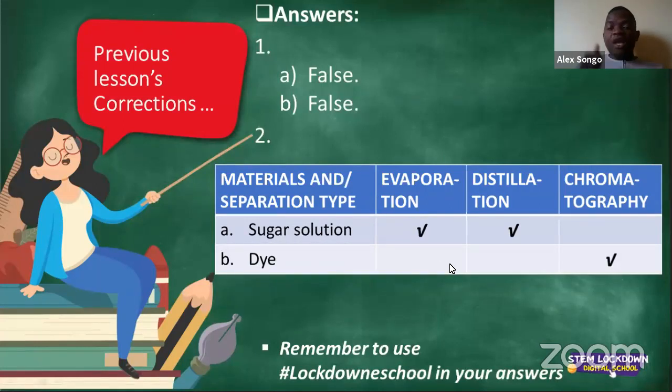Number 1, you evaporate. Absolutely. Remember, the sugar solution is similar to the salt solution. So in separating, much the same method. So if evaporation is going to work, definitely distillation is going to work. Will chromatography work? Ladies and gentlemen, absolutely no. Why will chromatography not work? Because chromatography only applies when we want to find out what a secondary color is made up of.